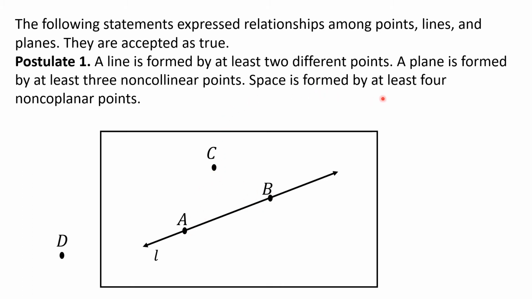So space is formed by at least 4 non-coplanar points. So therefore, ang apat ka points dapat wala nagalay on the same plane. So at least may point siya sa gwa. So this is what we call, we can form a space.